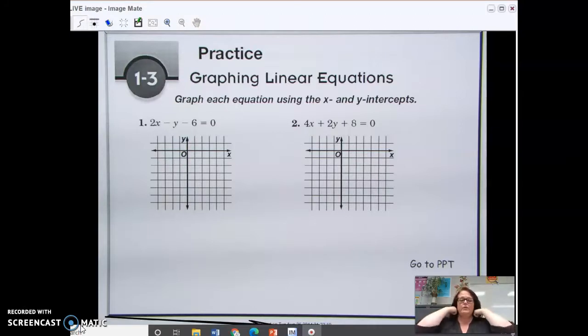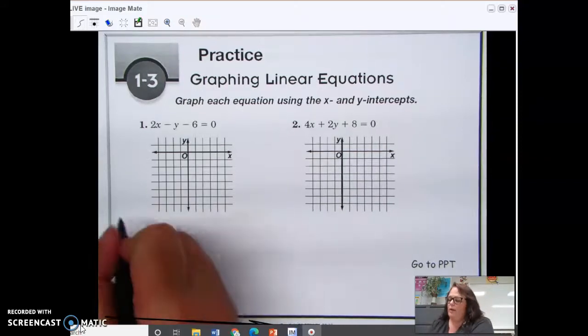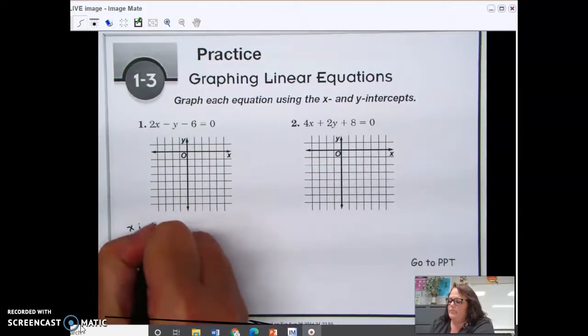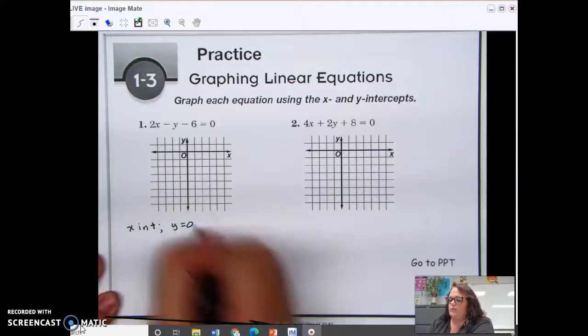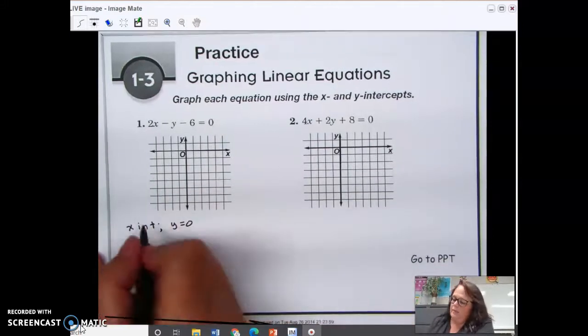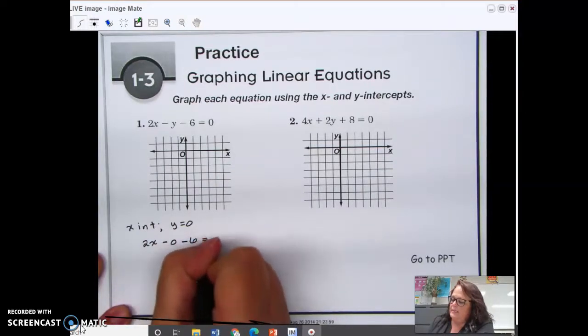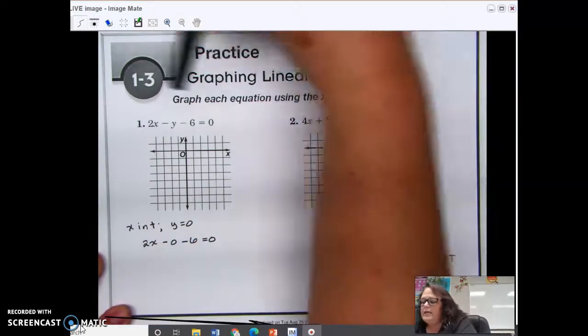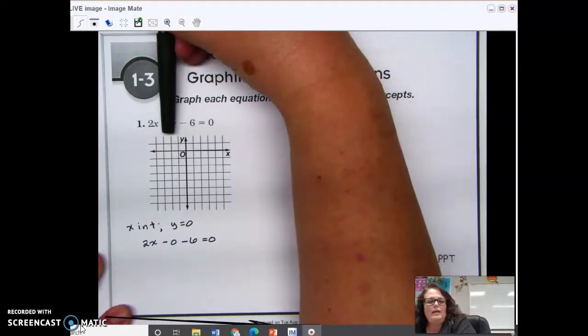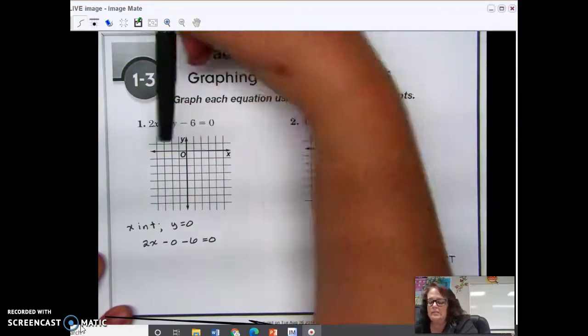So we want to graph these two problems using x and y intercepts. I'm going to teach you a little trick. When we talk about the x-intercept, we said that we want y to be equal to 0. So we can either say that I have 2x minus 0 minus 6 is equal to 0, or I could just cover up the y and then solve 2x minus 6 is equal to 0.